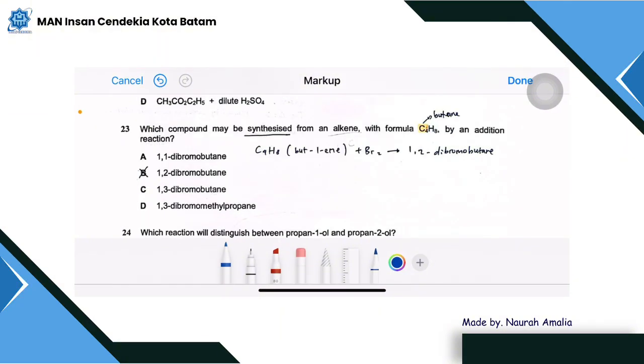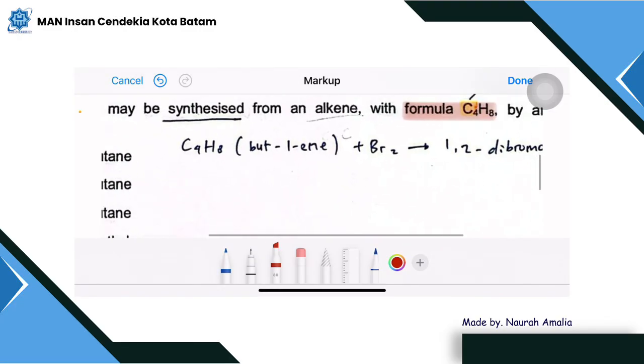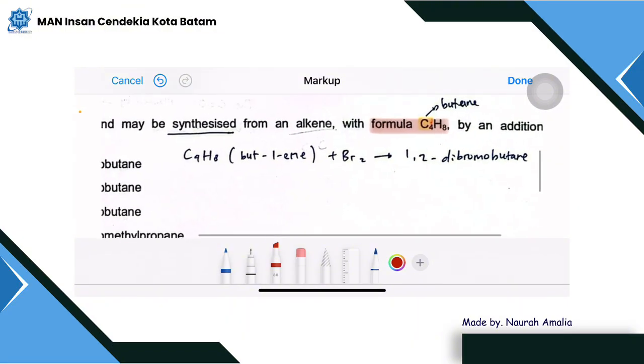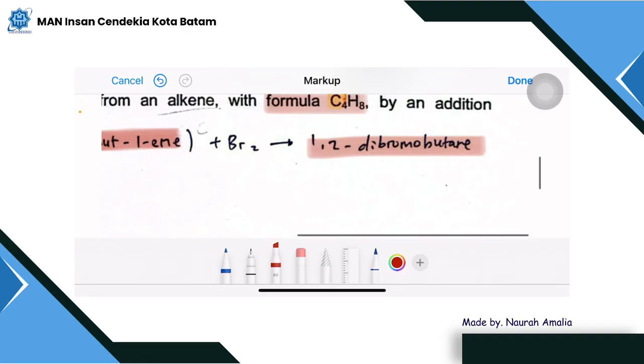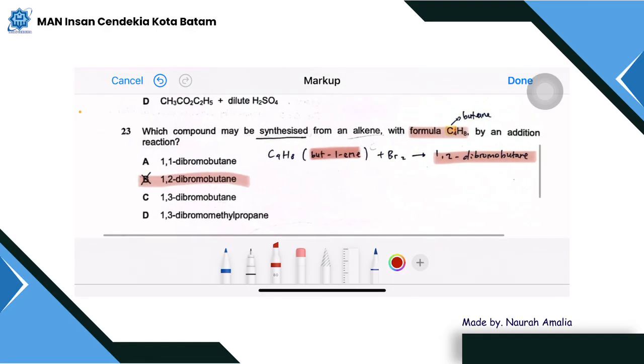Question number 23. Which compound may be synthesized from an alkane with formula C4H8? It is butane by an addition reaction. We can see here, C4H8 is butane plus bromine equals 1,2-dibromobutane. So the correct answer is B.